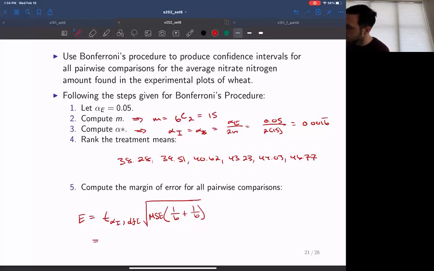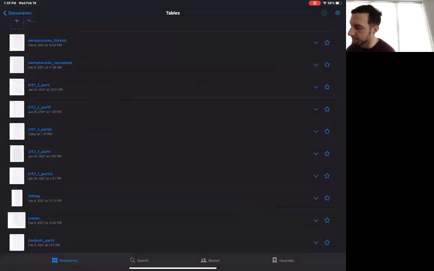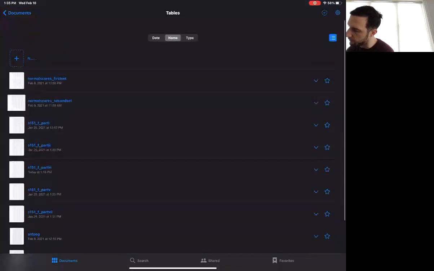Now, since the t-table doesn't give t subscript 0.0016, use t 0.005. A limitation of our t-table is that the lowest right tail area that we can actually achieve is subscript 0.005. So for this particular experiment, we're forced to only use t subscript 0.005.